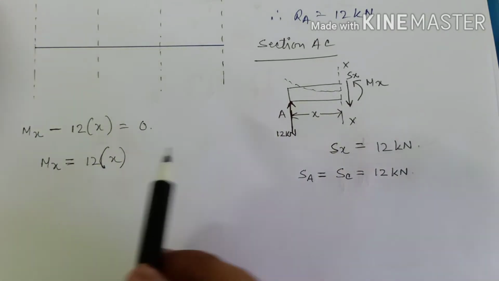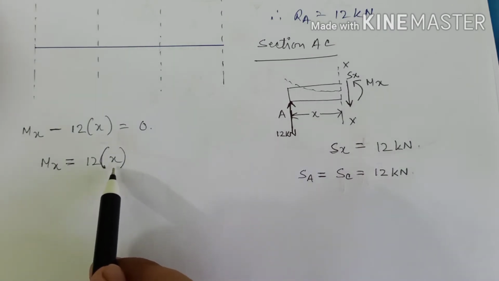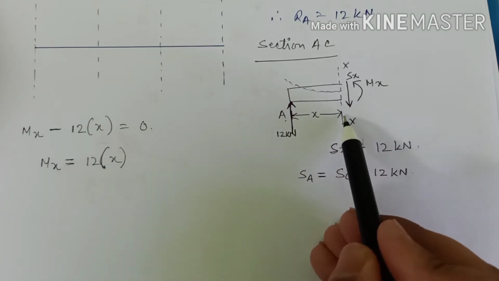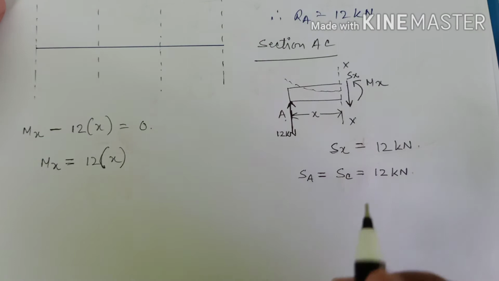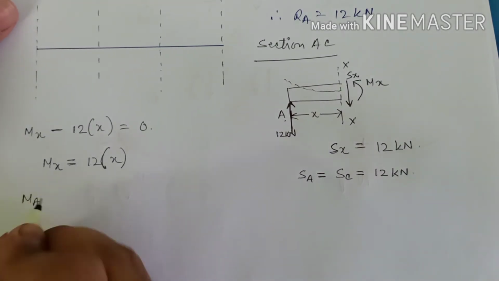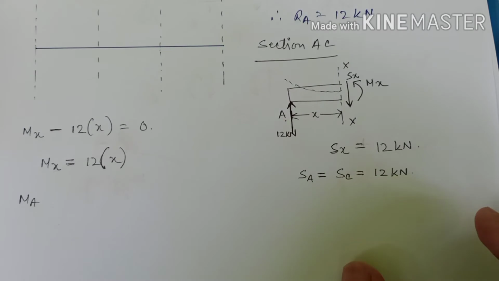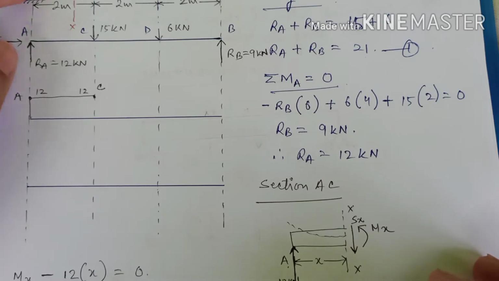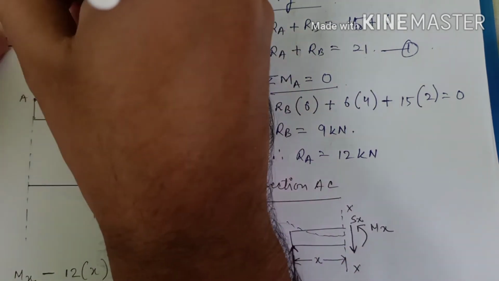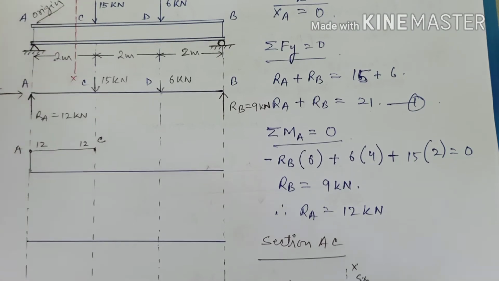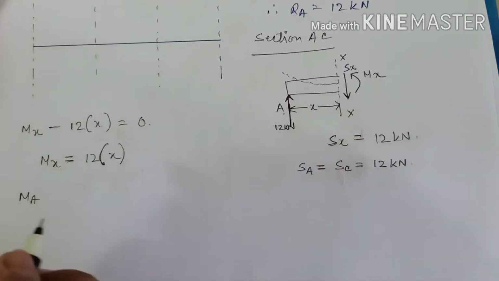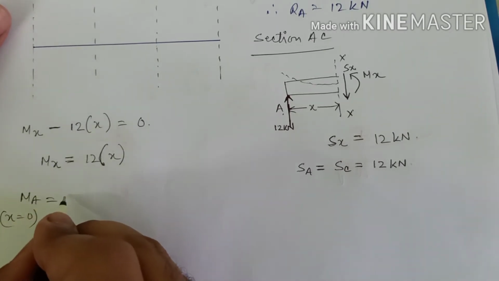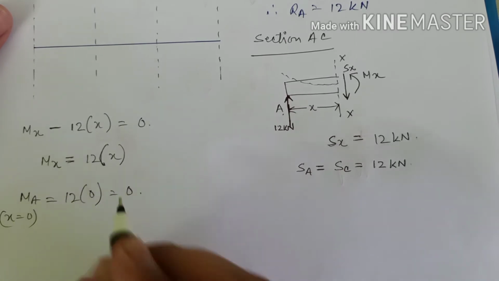See one thing guys, the value of bending moment depends upon x, which means we will have two different values at A and C. So first calculate the value at A. For calculating the moment at A, what is the value of x at A? We are treating A as the origin, right? So the value of x at A will be 0. So just put x equals 0 in this equation, that is 12 multiplied by 0 equals 0.